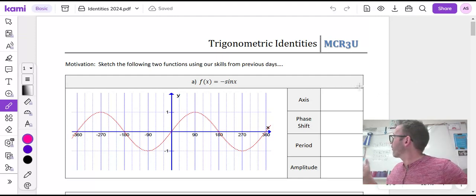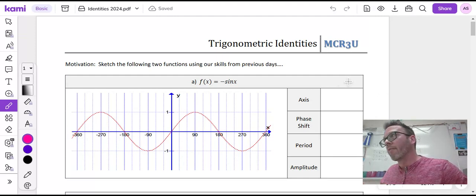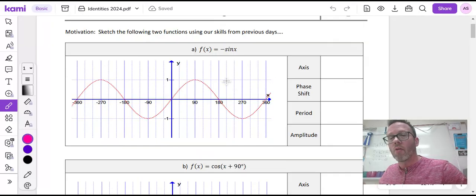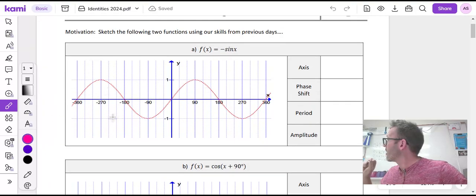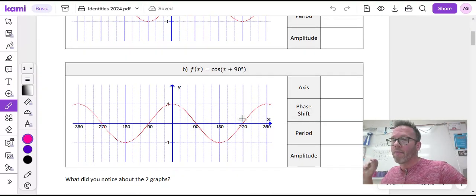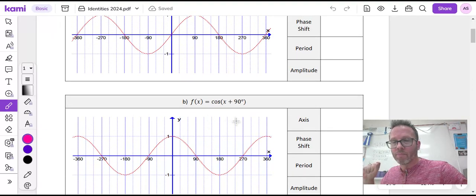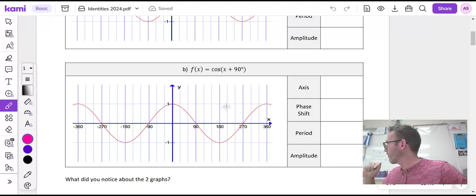All right, so to get started, I have just two sketches for you guys to make. We've been sketching a lot, so there's not a ton of transformations on each one here. There's really just one on each. I want you guys to graph f of x equals negative sine x, and in the dashed line here, we've got the basic sine function sine x, and then also I want you guys to graph the cosine of x plus 90 degrees, and I'll let you guys do that while I do attendance.